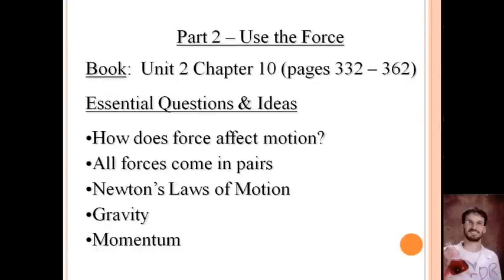You're going to learn about the fact that forces always come in pairs. You're going to learn about this guy, probably the most important person to discuss early on when you're learning about physics, Sir Newton. We're going to talk about gravity and momentum. And that's going to take us two-thirds of the way through the physics unit.